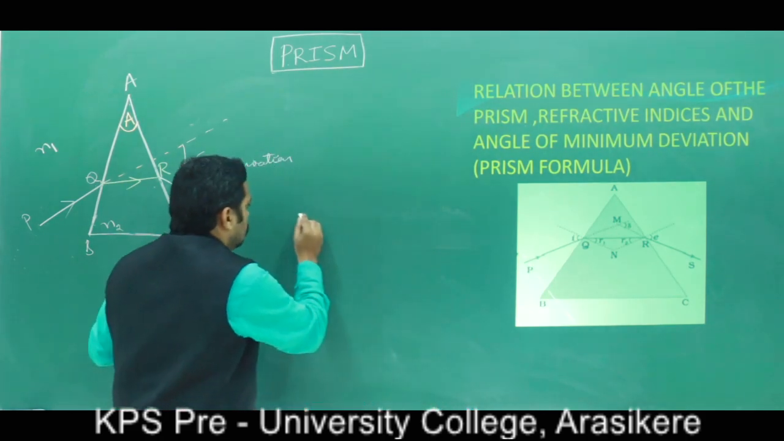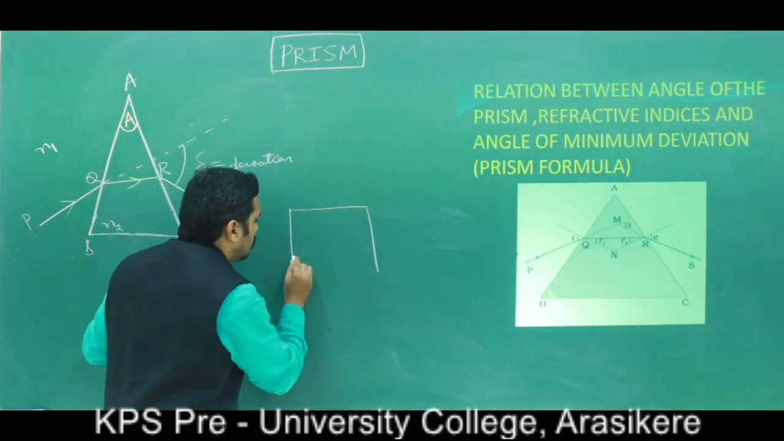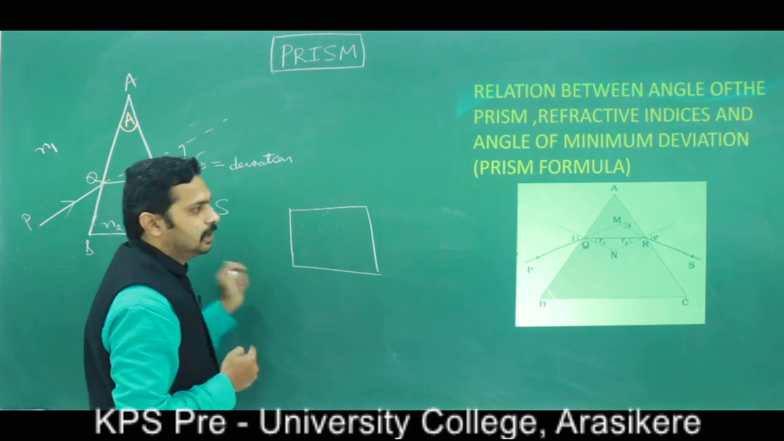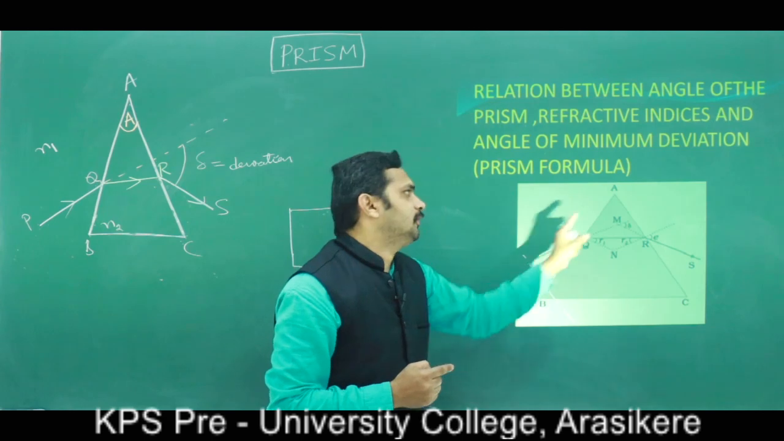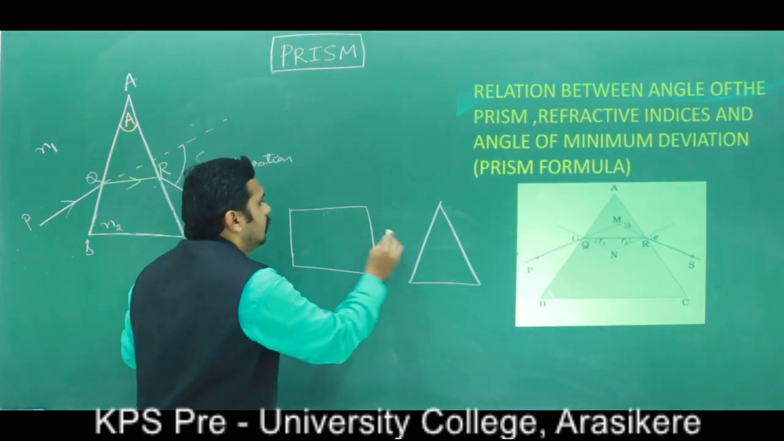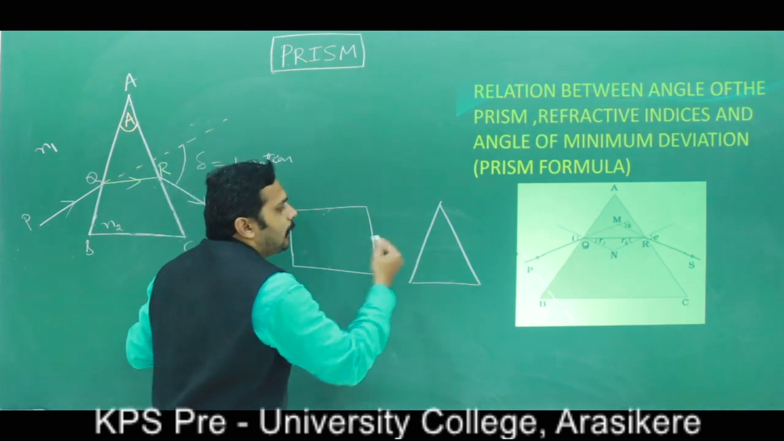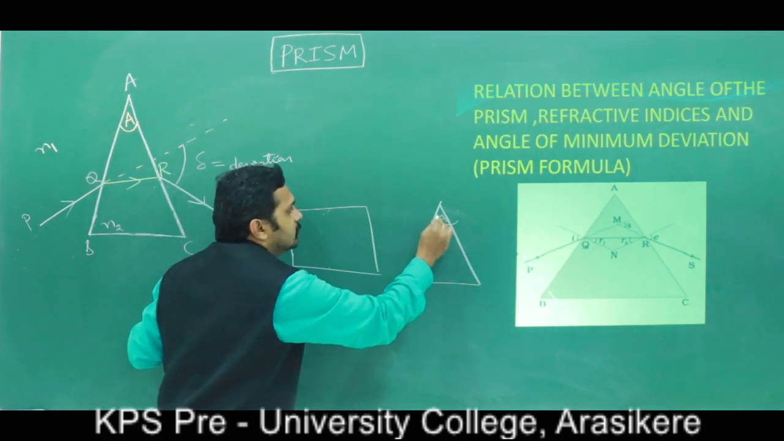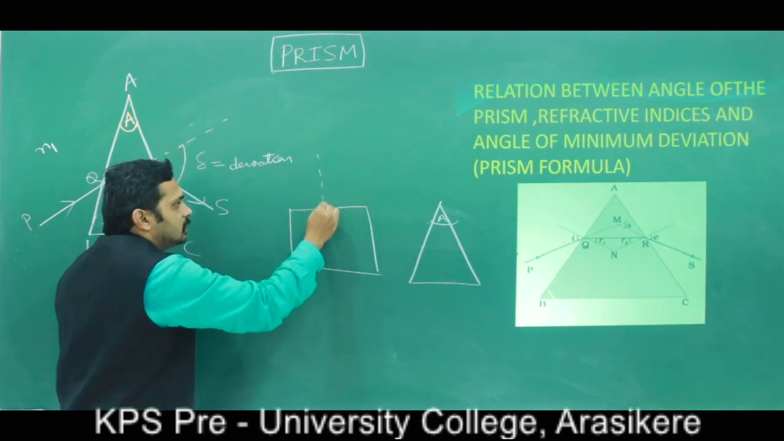Look at here. Suppose this is the glass slab. Already we know that it consists of two parallel surfaces, but prism has two non-parallel surfaces with some angle. This is the main difference from the glass slab. Parallel surfaces, non-parallel surfaces. Here in between two non-parallel surfaces, angle. This is the angle of the prism. Now look at here. This is the normal.